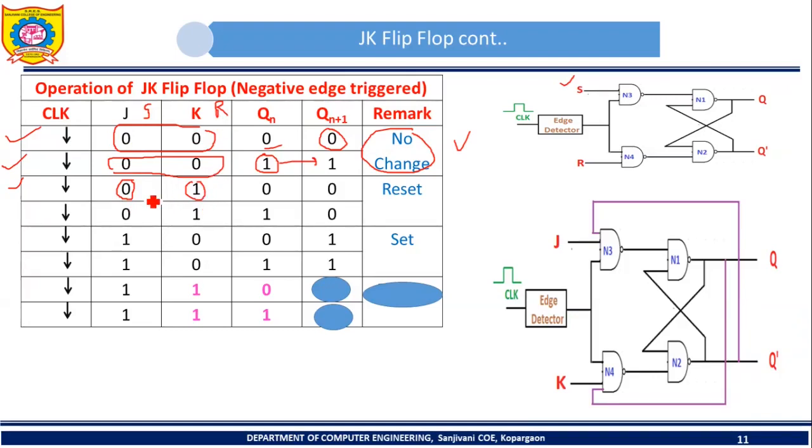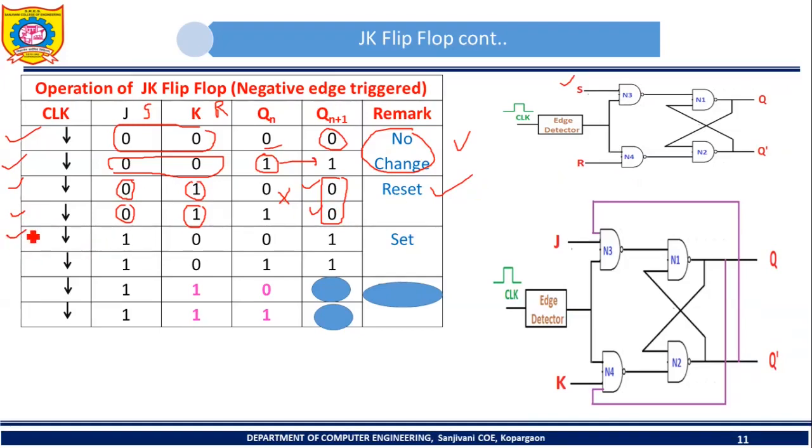So whenever K is 1 and J is 0, what should be the next state of the flip-flop? The flip-flop should reset, which means the next state of the flip-flop will be 0. So when J is 0 and K is 1, the next state of the JK flip-flop does not depend upon the present state. Irrespective of the present state, the next state will be 0. This particular case stands for the reset state. Again, this case of the JK flip-flop is similar to the SR flip-flop.